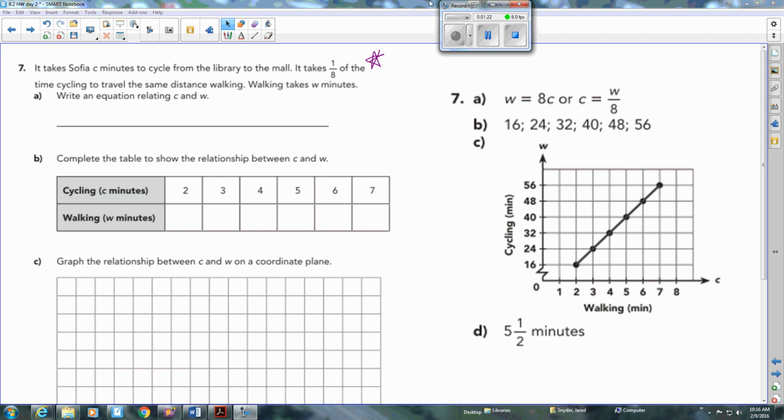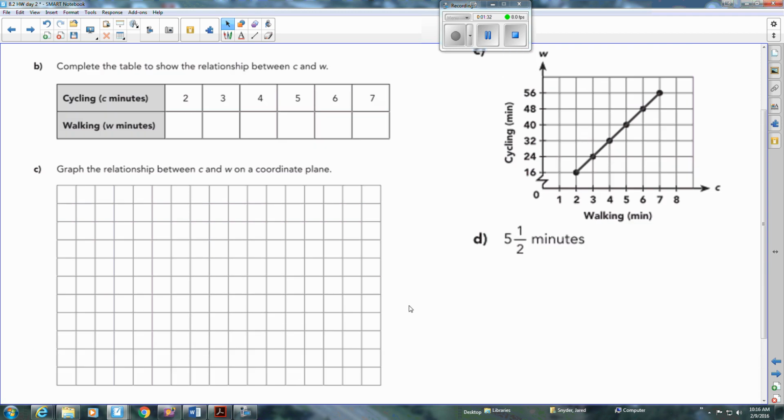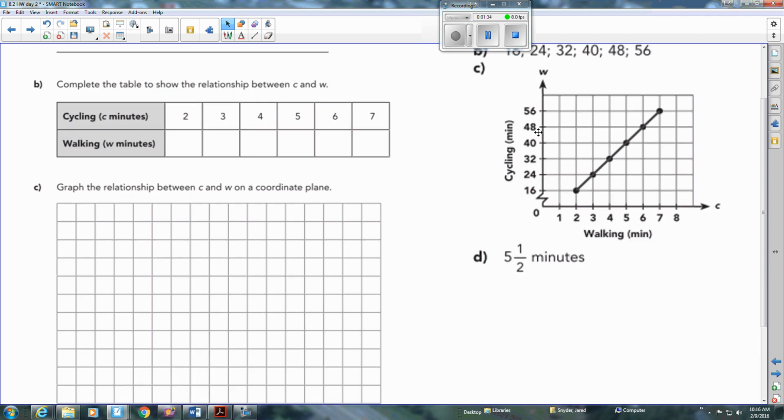And then last but not least, part D is use the graph to find the time it would take Sophia to walk the distance if she cycles it in 44 minutes. So we go to 44, which is going to be right here. And it's right in between 5 and 6. You get 5.5.